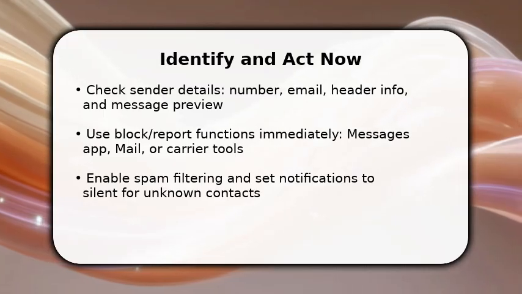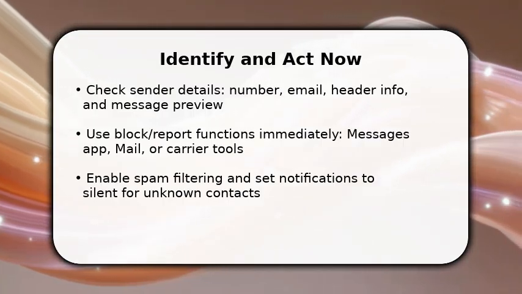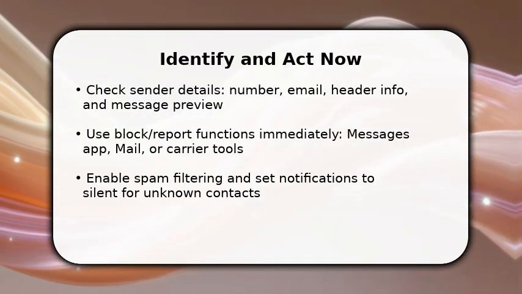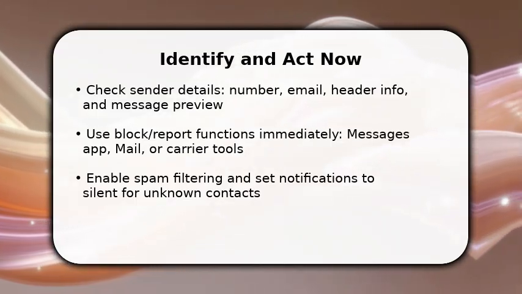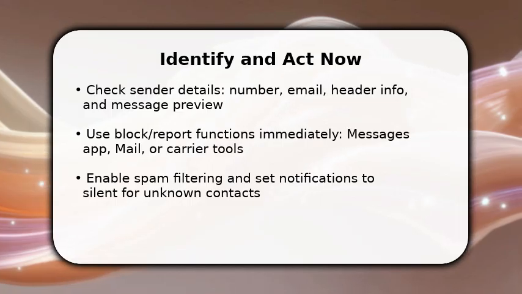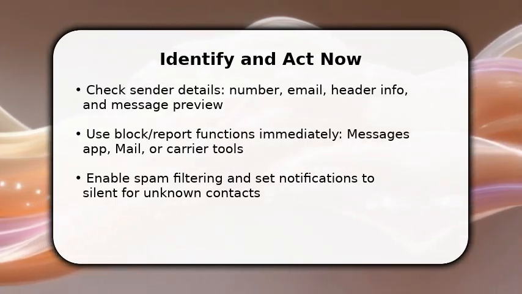You start by confirming what counts as an unknown message, unknown number, spoofed email, or message with links. Once done, open the message and capture header details or a screenshot. Next, use the built-in block or report feature in your messaging or mail app to stop further delivery.